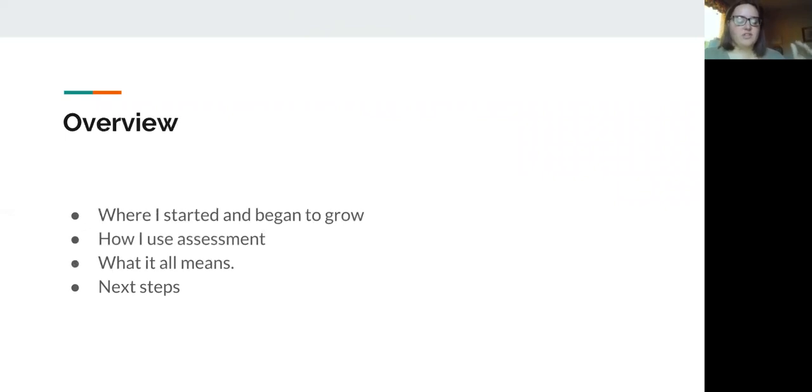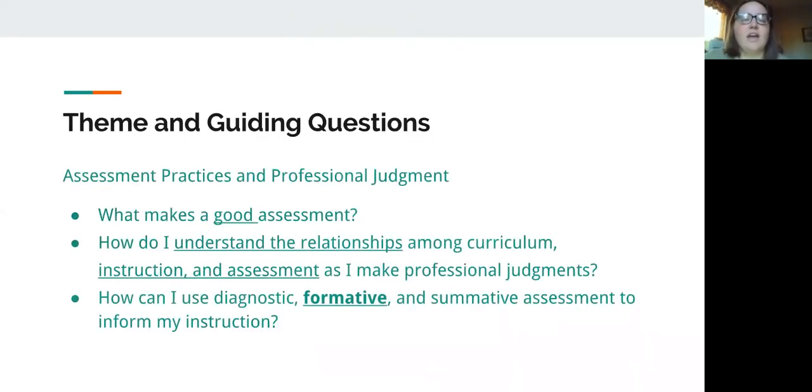So a little overview of how I'm going to do my presentation. I'm going to show you where I started and then began to grow in using assessment, and then how I use assessment today, and I'll tie it all together and what it all means to me, what assessment means to me, and then my next steps. And my theme that this fits under is assessment practices and professional judgment.